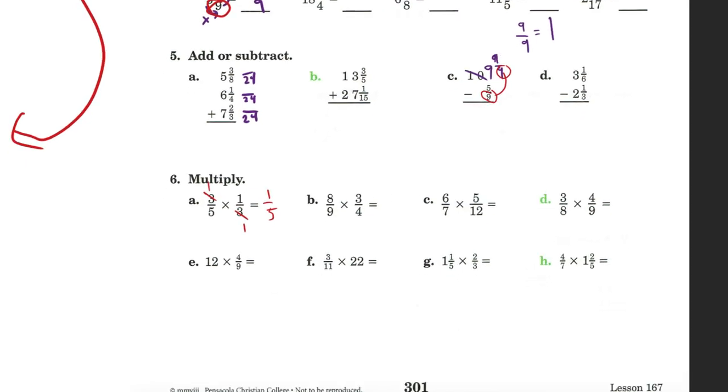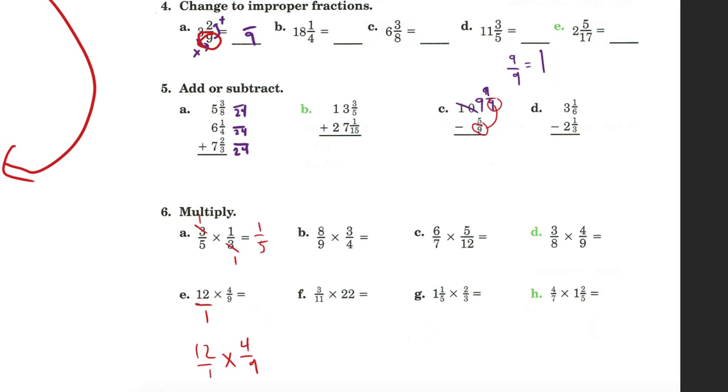And if you have a whole number like this, make sure you put it over 1 and then multiply it. So this becomes 12 over 1 times 4 ninths. All right, and you can't multiply mixed numbers by a fraction. So you change this to improper first and then multiply it by 2/3.